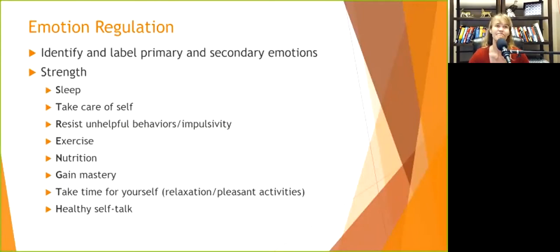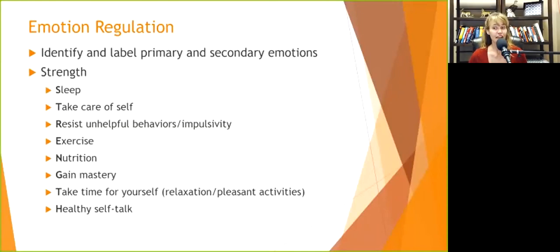Nutrition. Three colors on every plate, especially with kids and adolescents. They're not usually really into counting macros and everything, and I don't want them to feel bogged down by it. But I do encourage them to eat something that is a color other than brown or white. Gain mastery. Find things that you're good at, or find things that you want to be good at, and practice them. Learn a new skill.